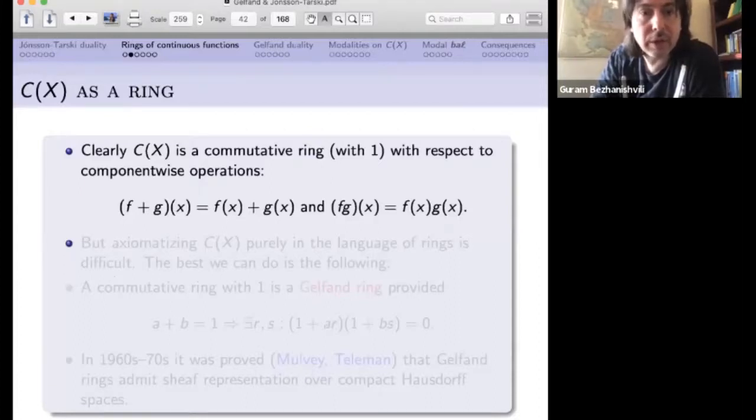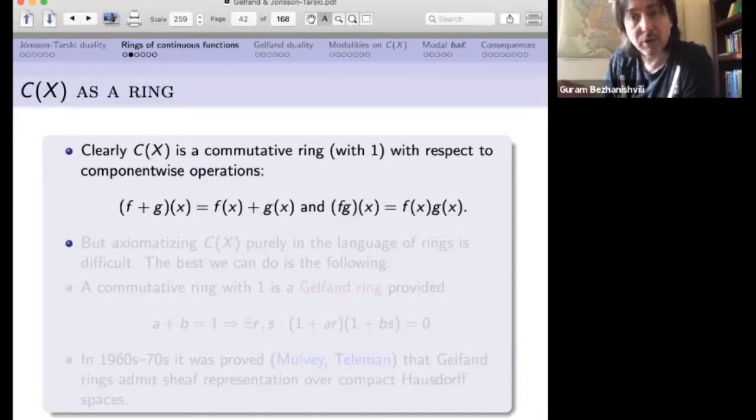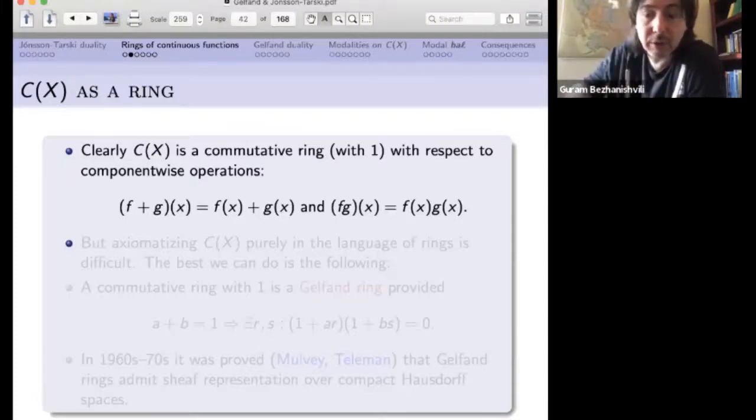So the key here is to study the structure of C of X. And the question is what structure we should put on C of X. If you concentrate only on idempotents, then the structure that you're putting is just the structure of Boolean algebras or Boolean rings. Now, what structure should we put on C of X? Well, one thing is that we clearly have an obvious ring structure. This is how our grandfathers studied this structure. There's component-wise addition and multiplication.